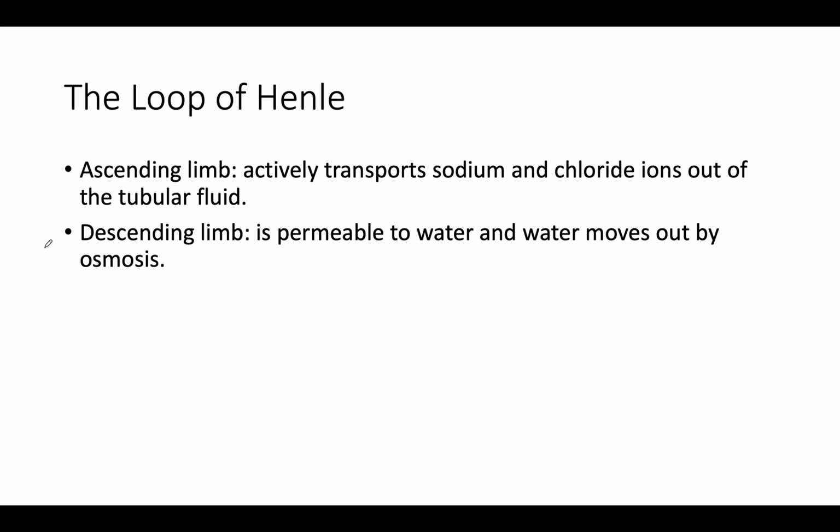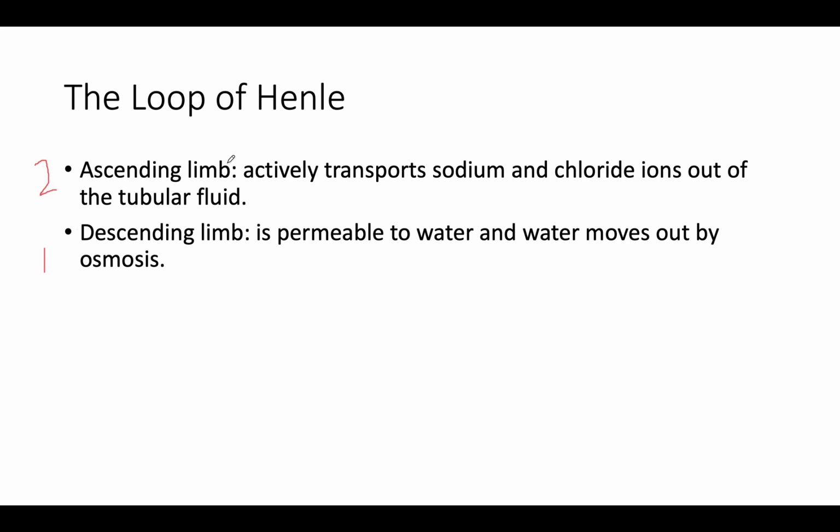So this is 1, 2 here. From the distal convoluted tubule, you go straight into the descending limb. The descending limb is permeable to water, and water moves out by osmosis. Once it is inside the descending limb, water is going to get pushed out through osmosis, and you're not going to have a lot of water in your tubular fluid.